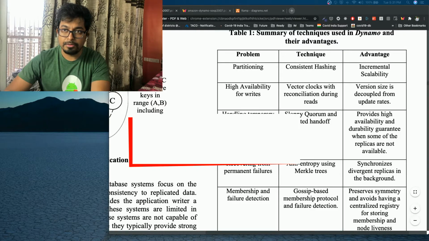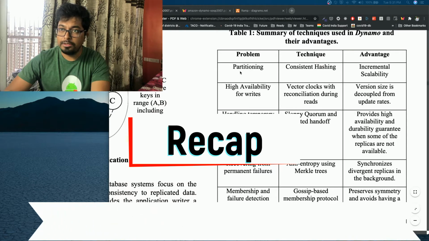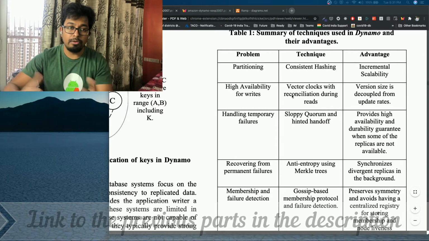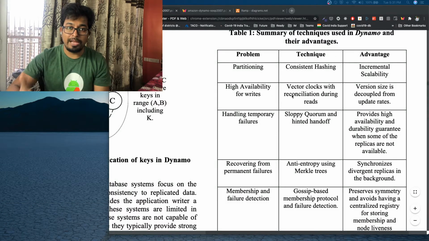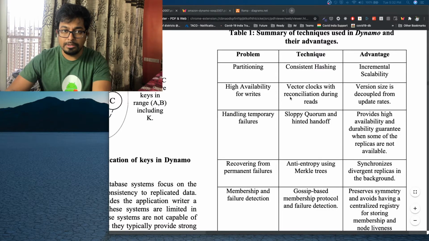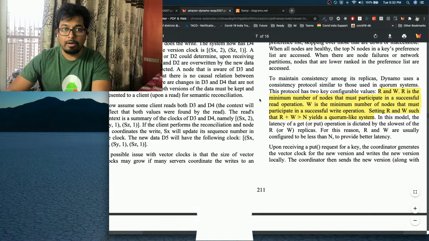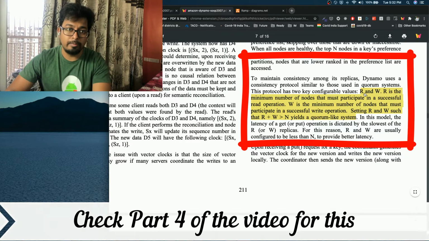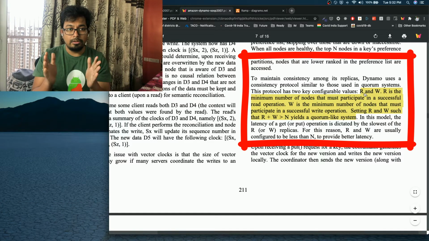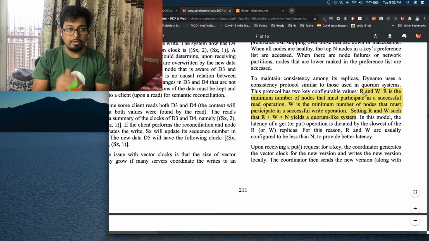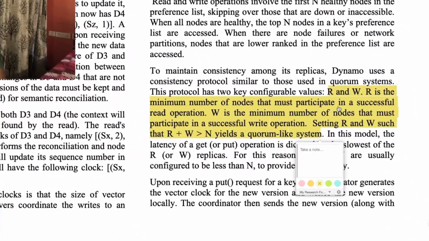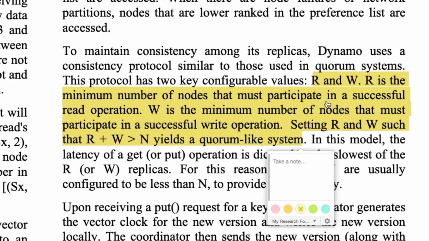In the previous episodes, we covered partitioning, consistent hashing, and spoke about vector clocks and reconciliation, and we also spoke about how Dynamo makes the writes durable as well as highly available. Just to recap, the most important part of the previous episode was the understanding of three numbers: R, W, and N. N is the number of nodes in which your writes are copied. Then there is the concept of R. R is the minimum number of nodes that must participate in a successful read operation.